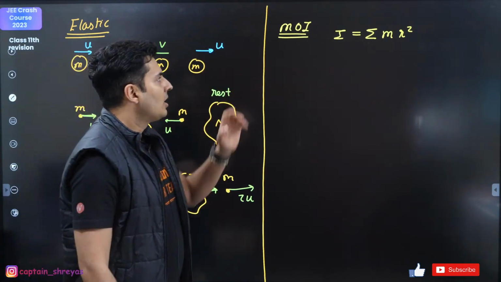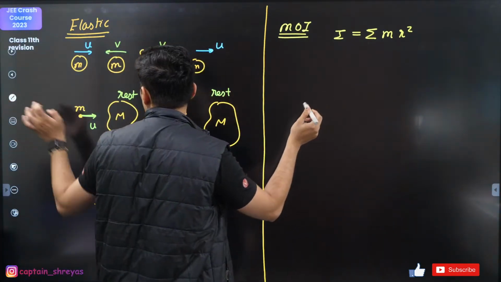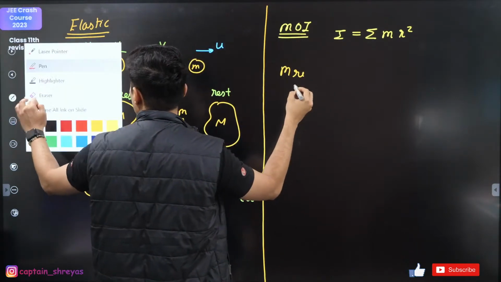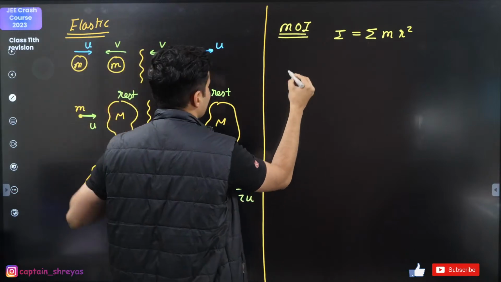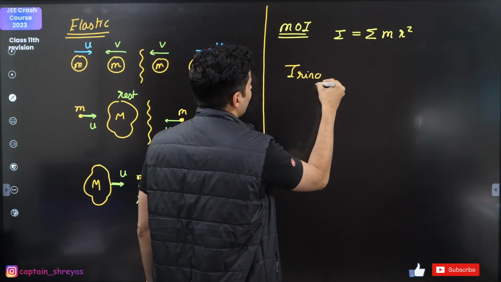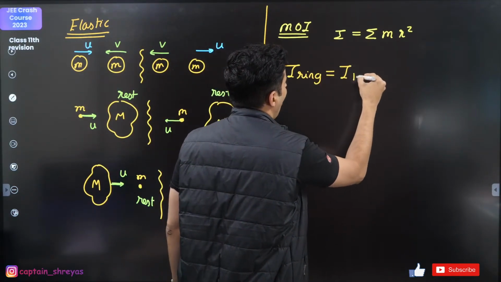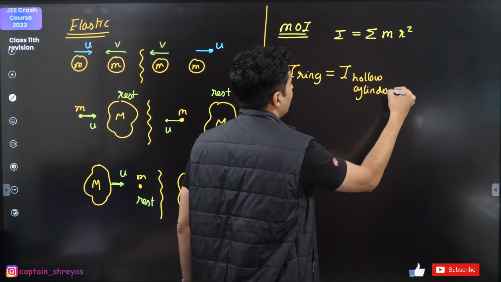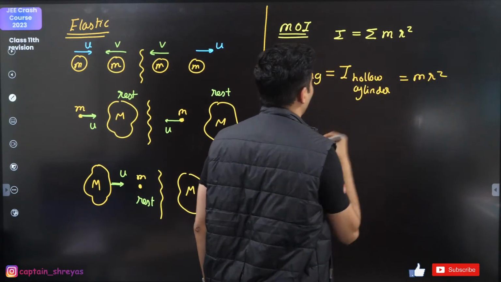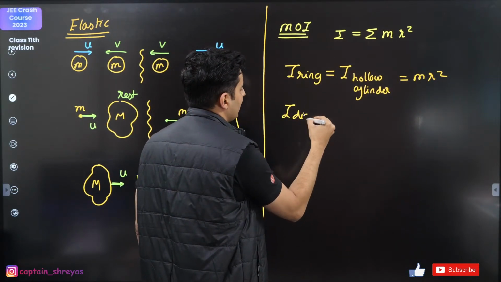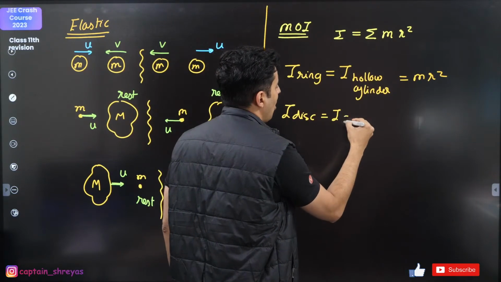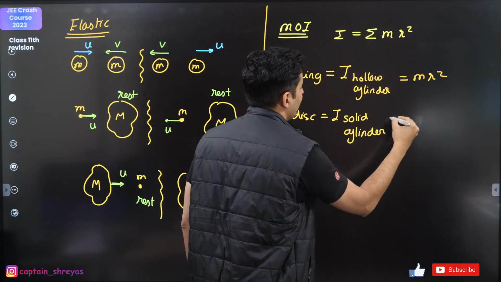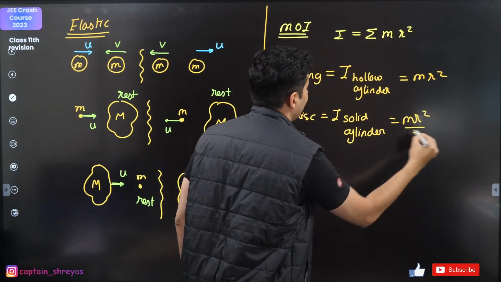Okay, fair enough. Now you should know the moment of inertia of standard objects. Let's have a look at it. Moment of inertia of a ring, come on guys, is also similar to the moment of inertia of a hollow cylinder. Same thing, and that is basically mr square. Moment of inertia of a disk is the same as the moment of inertia of a solid cylinder, which is nothing but mr square by 2.